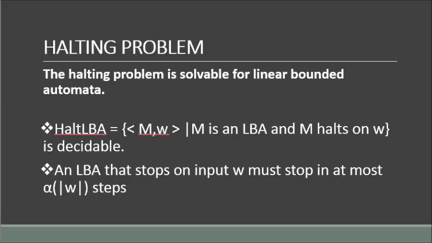This is a technique similar to the one we use to prove the pumping lemma for finite automata. We observe that if the LBA enters the same configuration twice, then it will do this again and again. It is stuck in a loop. The theorem follows from this. We only need to simulate and observe the LBA for k times n times S to the power n steps. If it has not halted by then, it must be in a loop and will never halt.